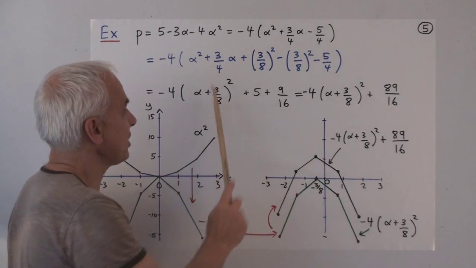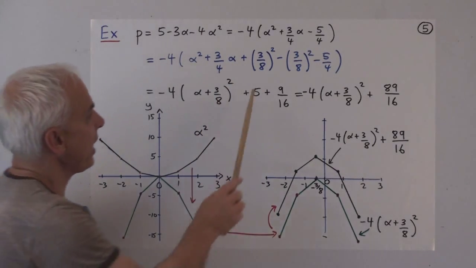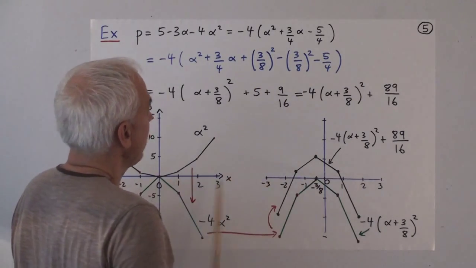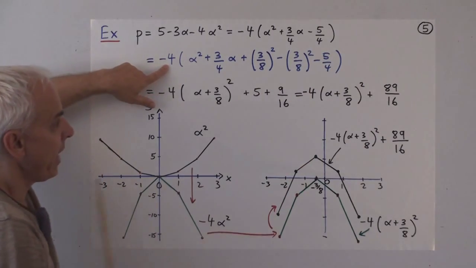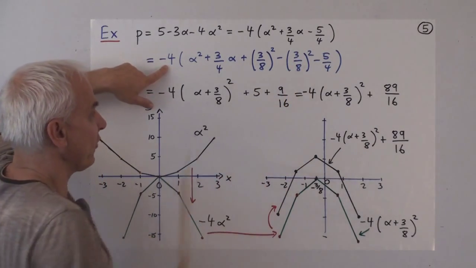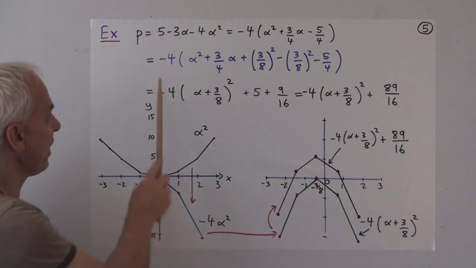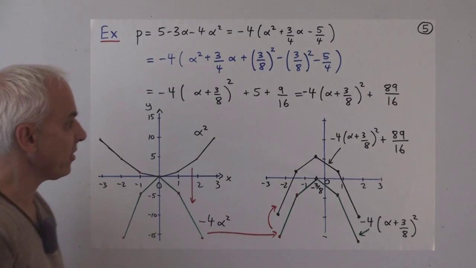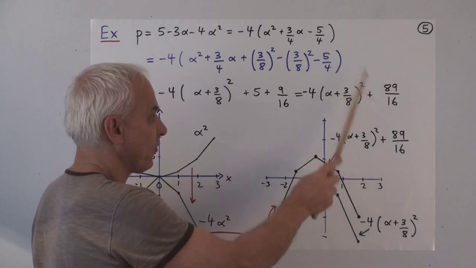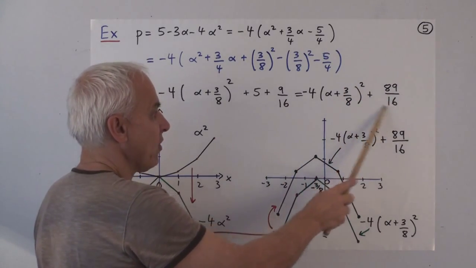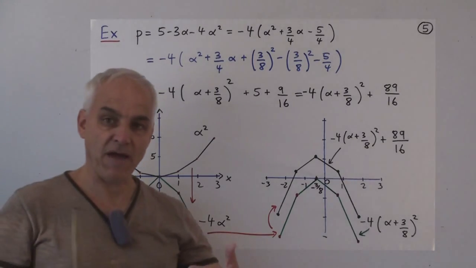Then these three terms here together form α plus 3/8 squared. And these two terms here, well, when we multiply by minus 4, this thing here becomes just 5. And this one here is 9 over 64. If we multiply that by 4, we get 9 over 16, with a plus sign because there's a minus there and a minus there. So when we simplify, we get minus 4 times α plus 3/8 all squared plus 89 over 16. Okay, so how could we graph that?